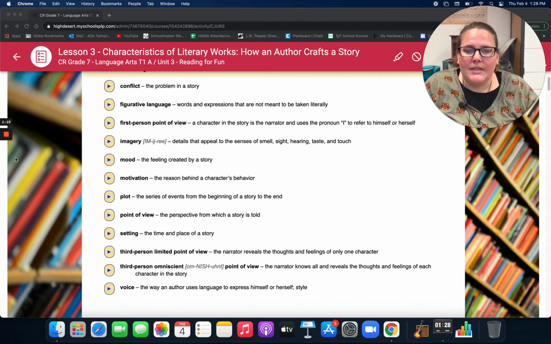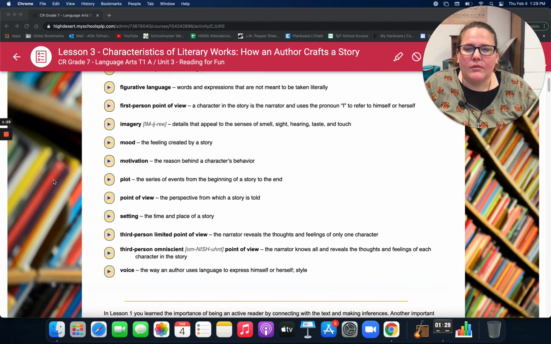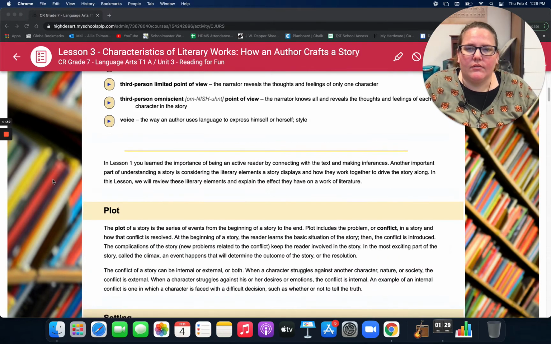Third person, omniscient point of view. The narrator knows and reveals all the thoughts and feelings of each character in the story. And voice. The way an author uses language to express himself or herself, and the style.